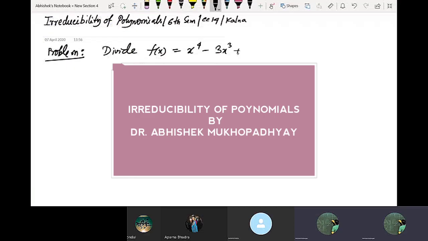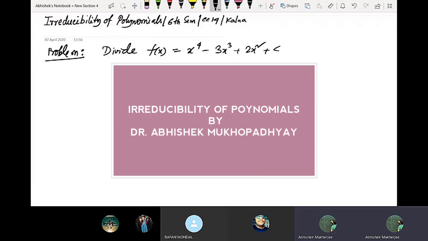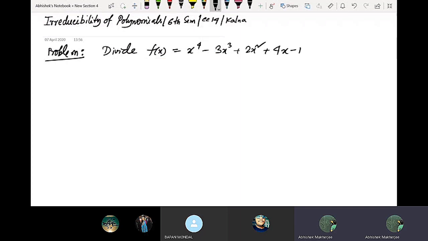3x cube plus 2x square plus 4x minus 1 by gx equals x square minus 2x plus 3 in the ring Z5x. So you need to call the division algorithm in Z5x.